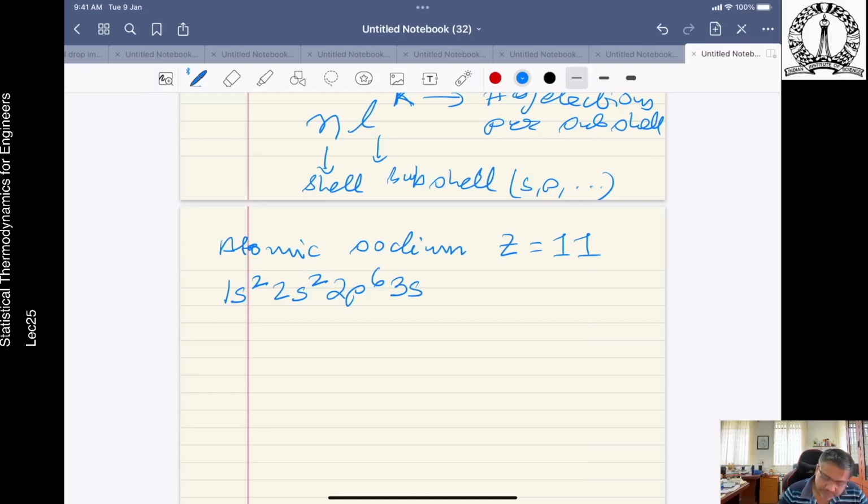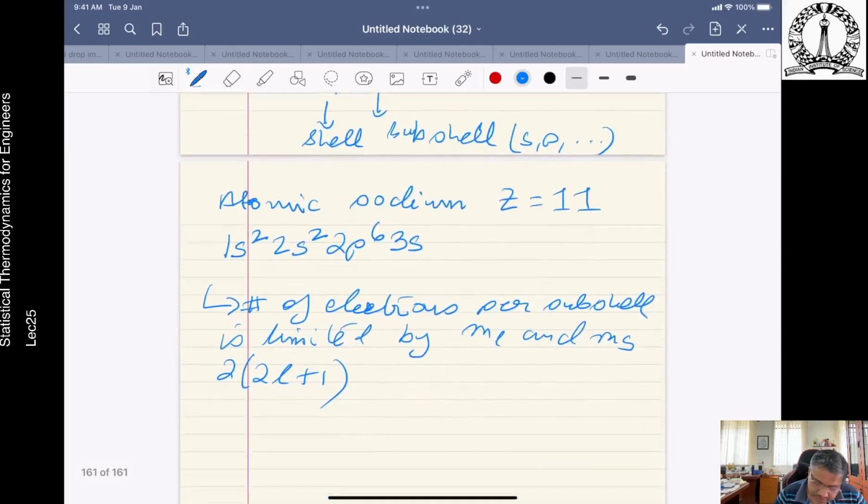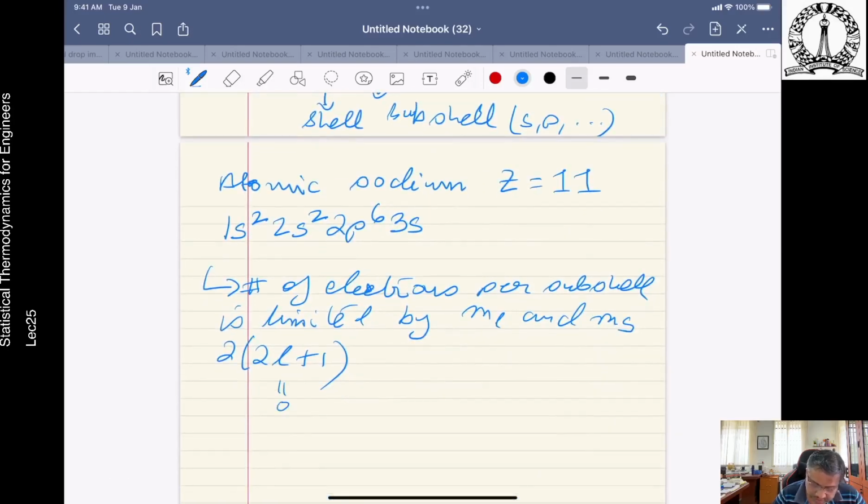Okay, however, you see the number of electrons per subshell is limited by ml and ms, right? Which is 2 into 2l plus 1, correct? So for example, when you are at s, L equal to 0, there are only 2 electrons possible. When L is equal to 1, the number becomes 3, and 3 into 2, 6 electrons are possible in that particular subshell, and so on and so forth. So when L equal to 0, the number of ways this can be counted is 2. So that's why you have the number 2.